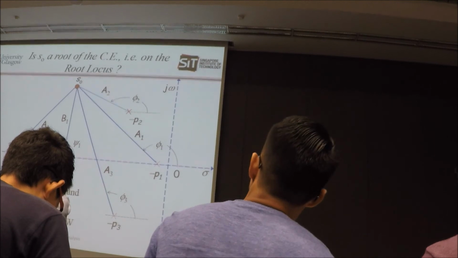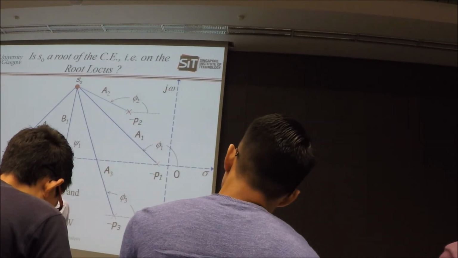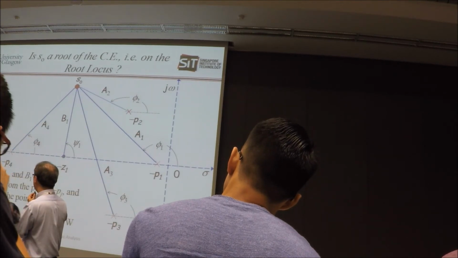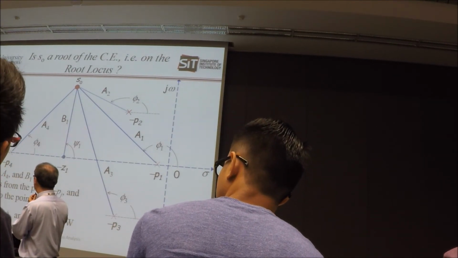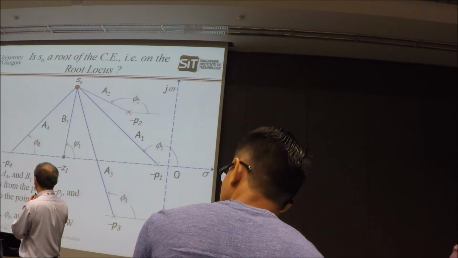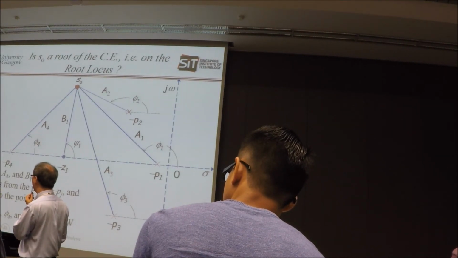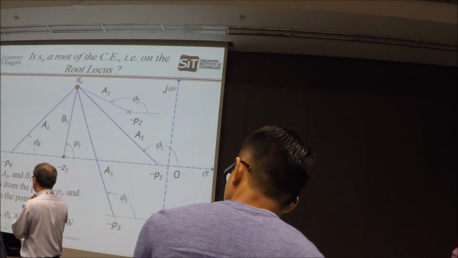Okay? Because these are all the poles. Poles are all negative angle. Zeros will be positive angle. So you can see that A1, A2, A3, A4, and B1 are the magnitudes from the poles minus Pj and the zero minus Zi to the point S0. And then these are basically your angle.